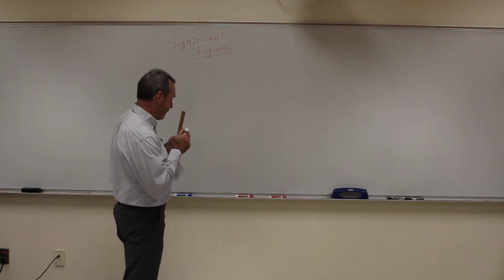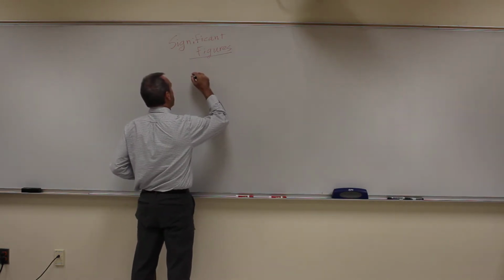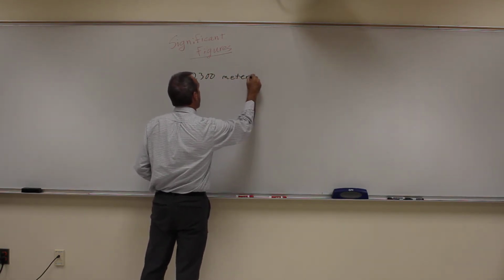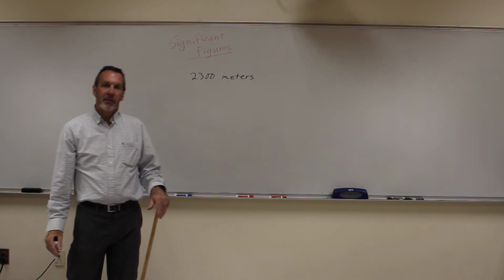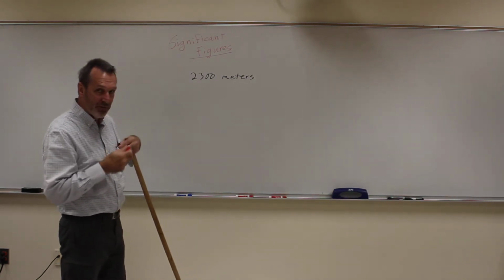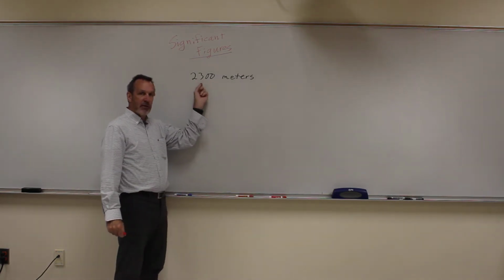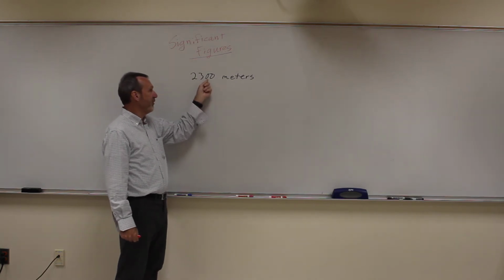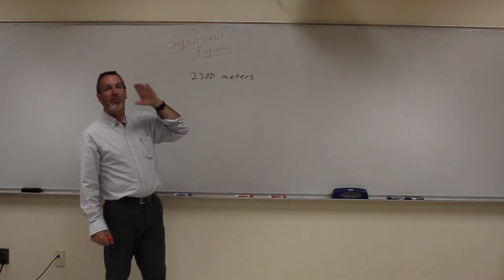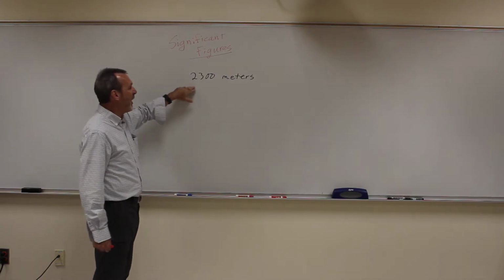So for example, let's say I measure something to be 2,300 meters. Now, when I measured it, I'm the only one that knows how accurate that is. Is it rounded off to the nearest hundreds of meters, or the nearest tens of meters, or the nearest meter? We don't know that, but physicists use significant figures as a way to say how accurately this was measured.